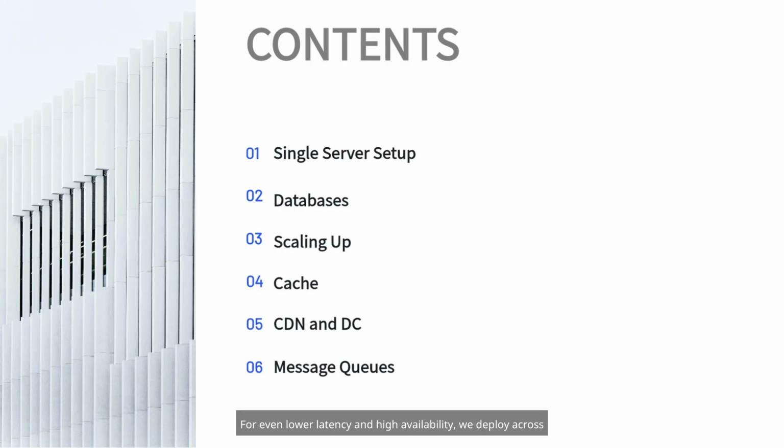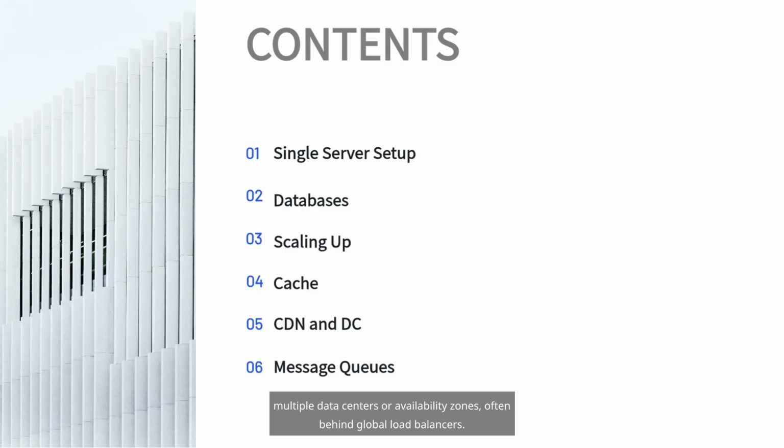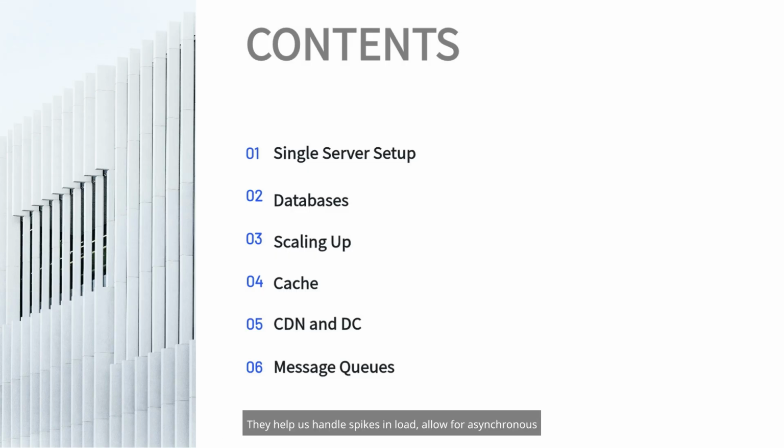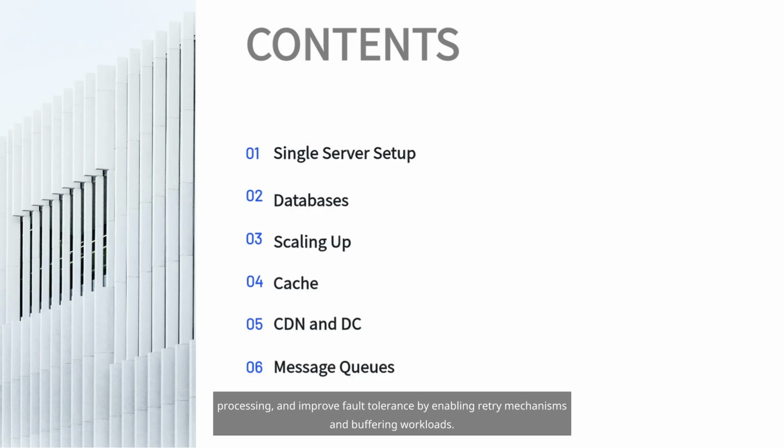For even lower latency and high availability, we deploy across multiple data centers or availability zones, often behind global load balancers. Finally, message queues like Kafka, RabbitMQ, or SQS are essential for decoupling services. They help us handle spikes in load, allow for asynchronous processing, and improve fault tolerance by enabling retry mechanisms and buffering workloads. Each of these components plays a critical role in ensuring the system is scalable, resilient, and performant as traffic grows.